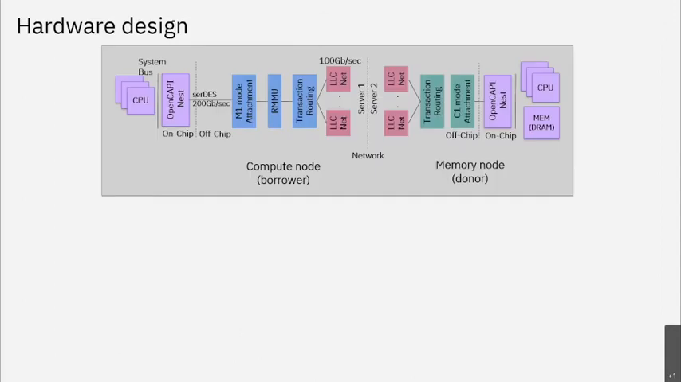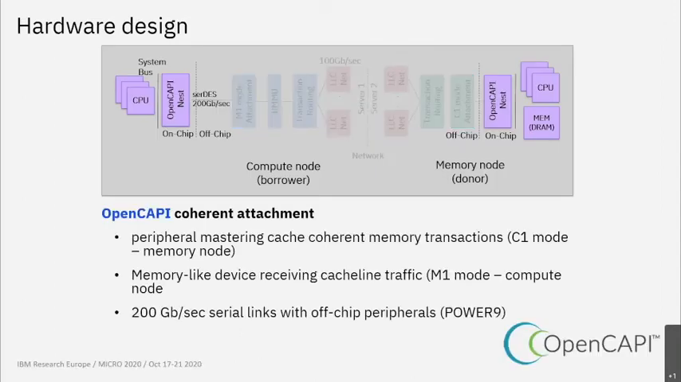The first thing to be discussed is that we rely on OpenCAPI coherent attachment, and specifically, we use the OpenCAPI C1 mode for the memory node, which allows a peripheral mastering cache coherent memory transactions, and the M1 mode on the compute node, which enables a peripheral to show up as a memory-like device on the bus. Each OpenCAPI peripheral is attached to the CPU with a 200 gigabit per second serial link.